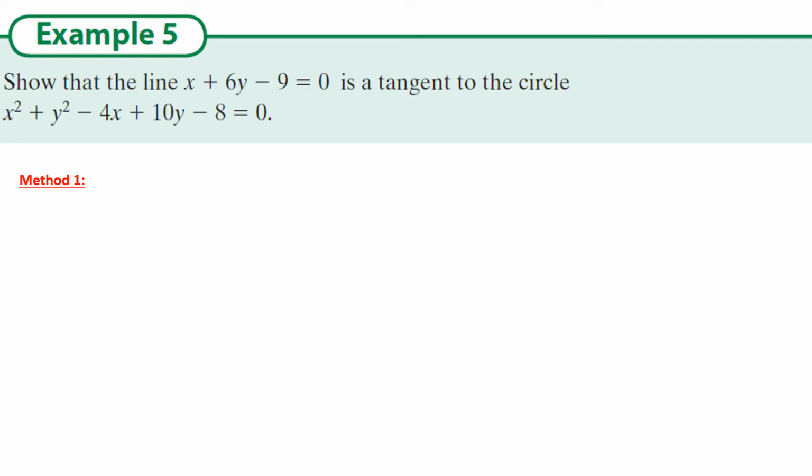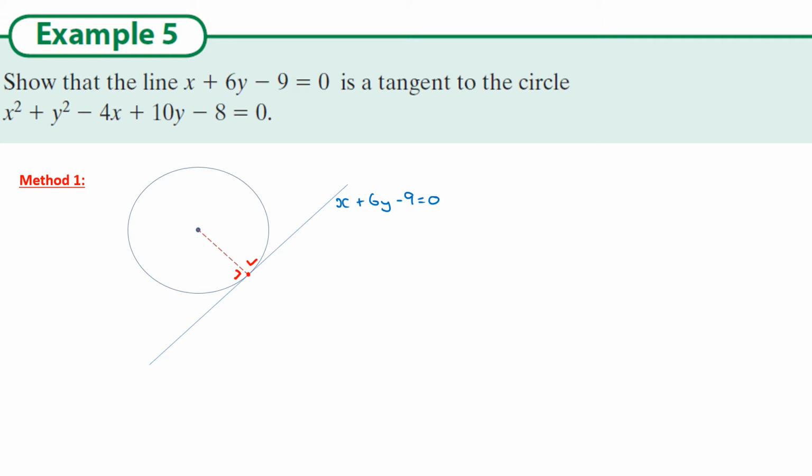Show that this line is a tangent to this given circle. The first thing I'm going to do is sketch it out and we end up with something like this. So we have a line which is x plus 6y minus 9 equals 0. And we have a circle. Now if that line is a tangent, then we'd be able to put in this line. This line is the radius and it will be perpendicular to the tangent at that given point.